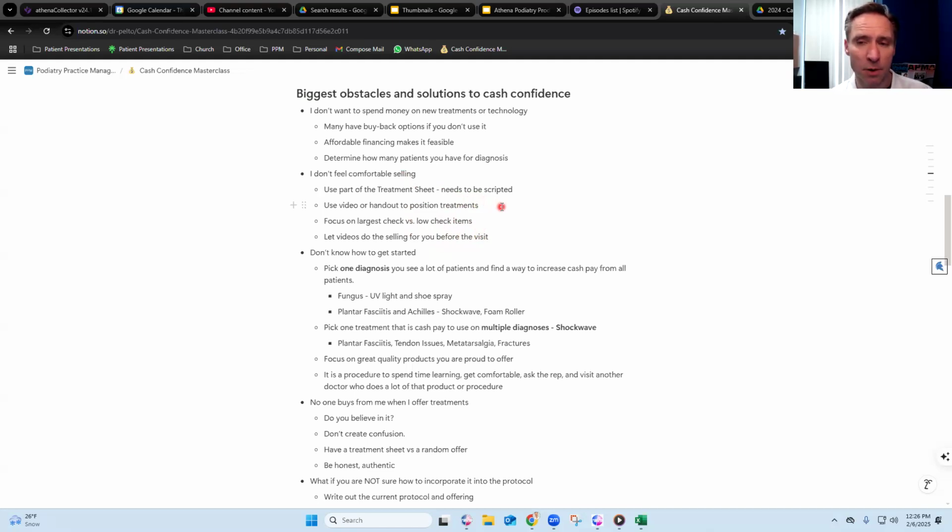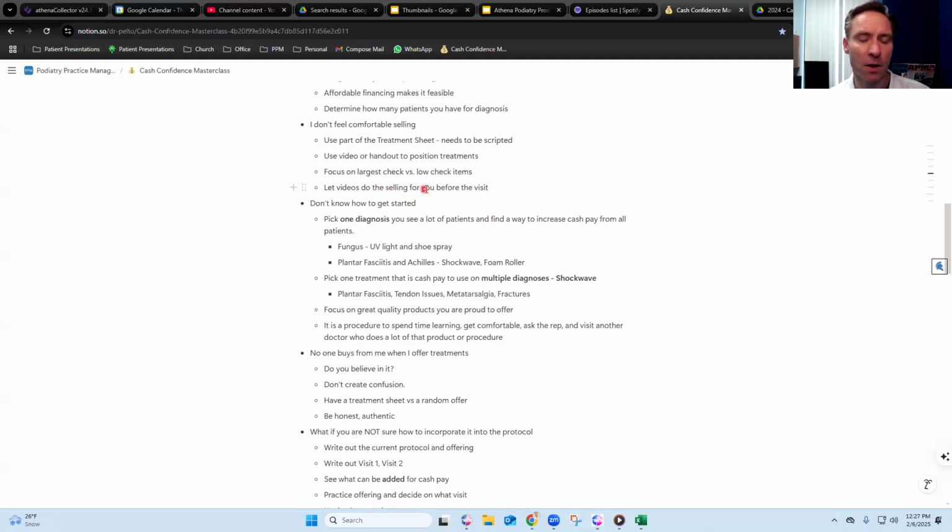So sometimes it's a multi-step approach. Many times it's not the first visit. I've been doing these treatments unless they come in after seeing someone else or they're already positioned and ready to know they want that. Most patients, I'm educating them, I'm building rapport with them, and then the second or third visit, I'm offering these other types of treatments. Okay, so let the videos do it, or your multiple visits do it.